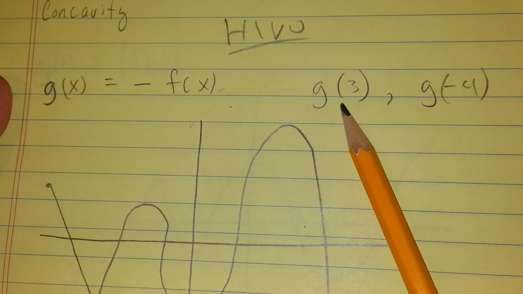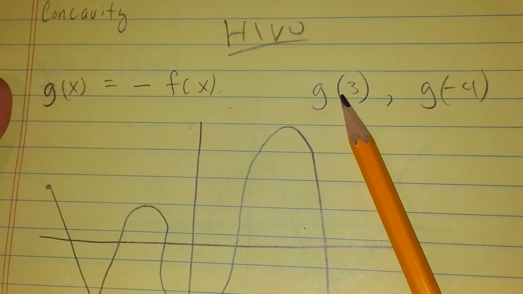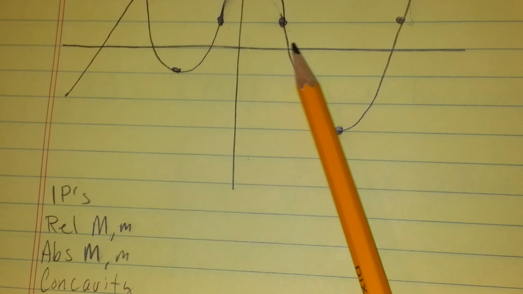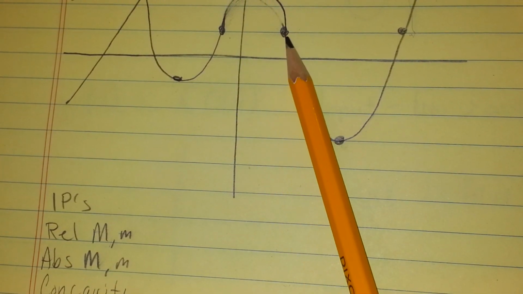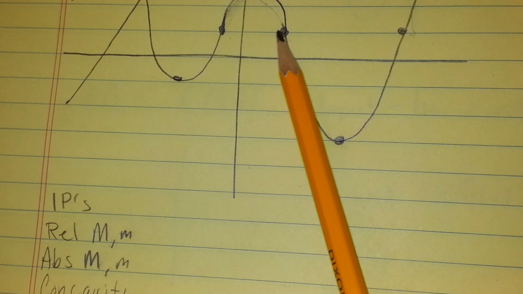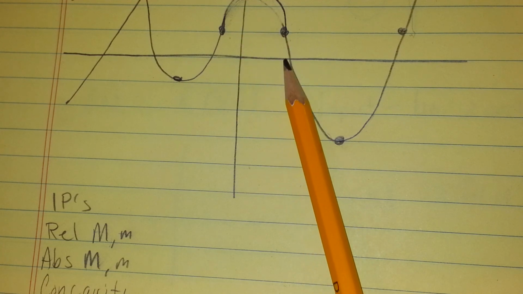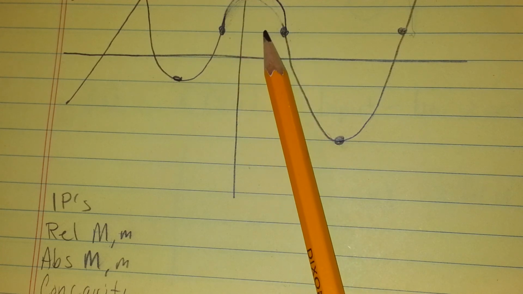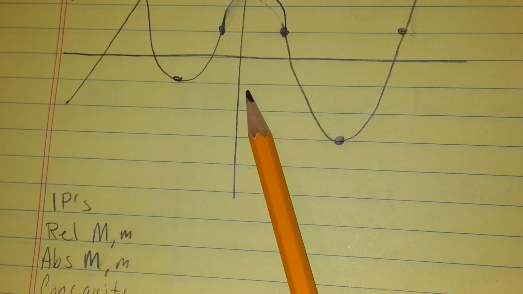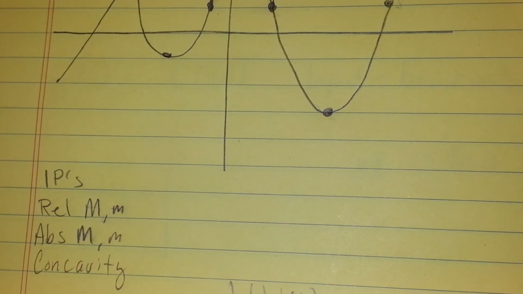So if I want to find g of 3, I go find f of 3, and let's say that's f of 3, and then I apply a negative, and it'd be whatever that value is. Here's g of 3, let's say. I just change the sign, so it'd be down here, okay?